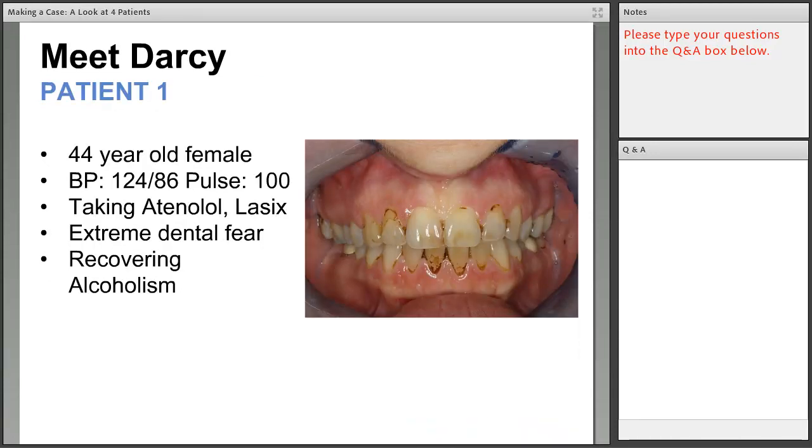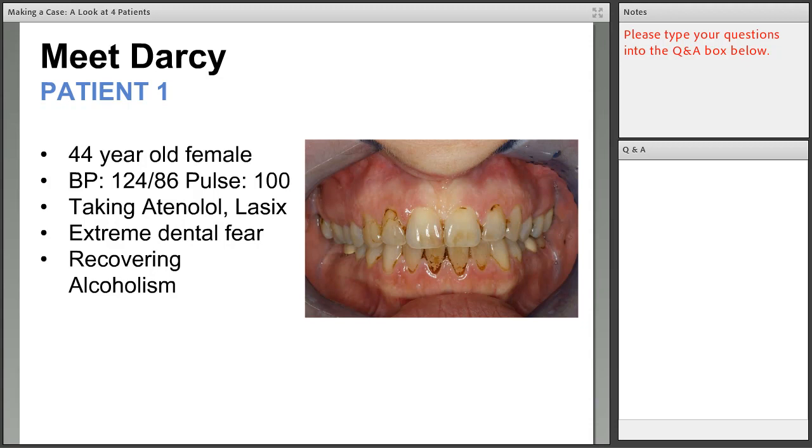So let's start with patient number 1. Meet Darcy. She's a 44-year-old female. She comes into my practice. She's got normal blood pressure. She's anxious. She's got kind of an elevated pulse. She's taking a couple of medications, atenolol and Lasix for hypertension. She has extreme dental fear. I mean, she's crying, and she's recovering from alcoholism. So these are the main issues coming up on Darcy coming in.